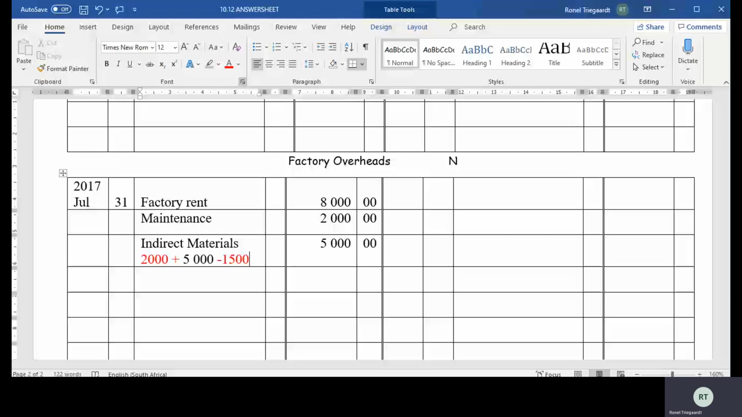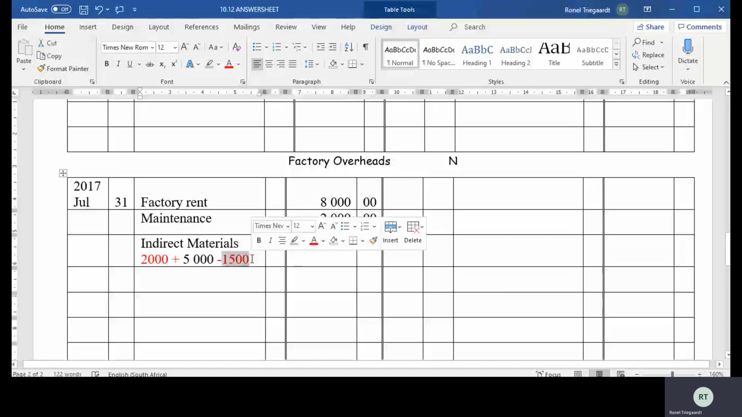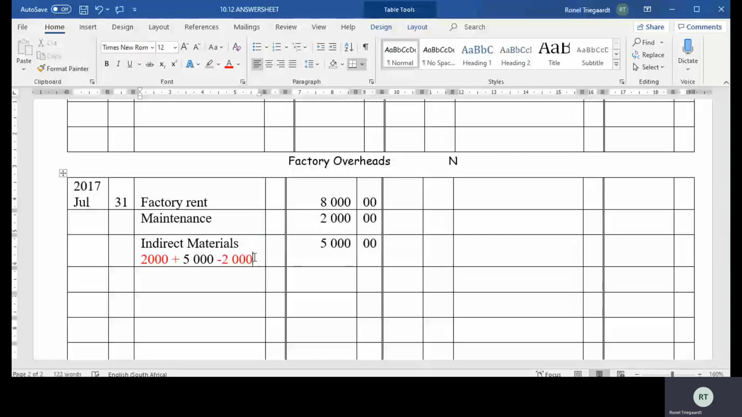Let me just make that 2,000 so the amounts work out. Do you understand this? And this calculation, honestly, grade 11s you're going to get in grade 12 as well, because in grade 12 you must do the note for factory overheads. It means just make a list of the factory overheads, not the account. Are you fine with this? Is there anybody who has a problem?